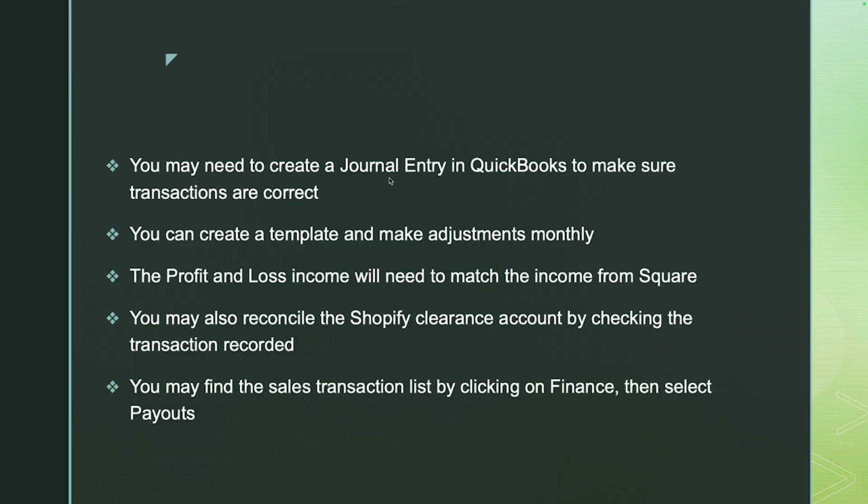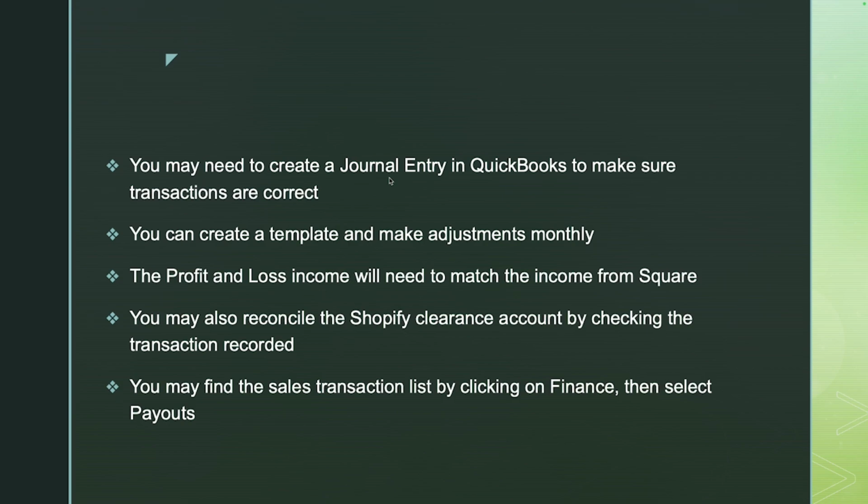All right, so you may create a journal entry, like I said, in QuickBooks to make sure that transactions are correct. You can create a template and make adjustments monthly. I'm all about creating recurring templates in QuickBooks, for Square or for Shopify or for any app that you may have, to create those adjustments. The profit and loss income will need to match the income from, I put Square, I'm sorry, Shopify. Okay? And you may also reconcile your Shopify clearance account by checking the transactions recorded.